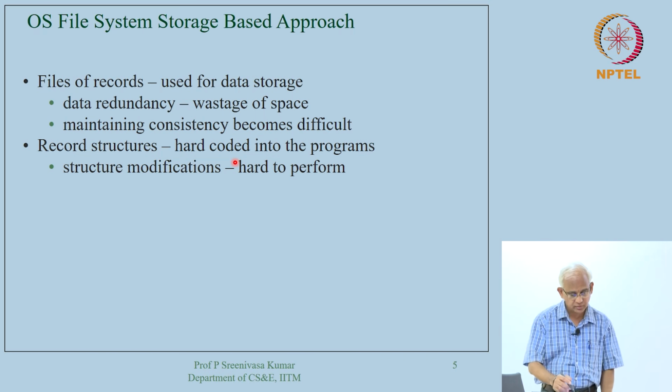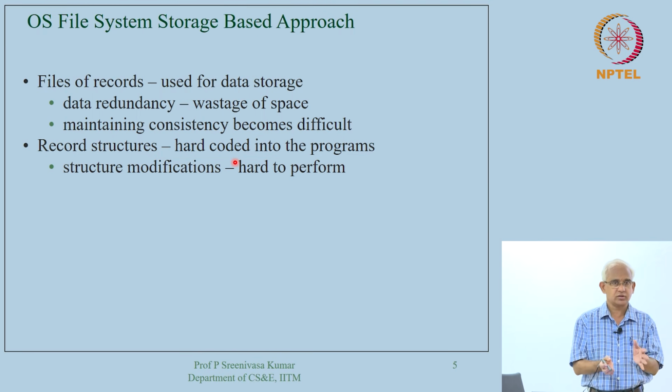Now, another thing is that these record structures that we create in order to keep track of information will have to be hard coded into the programs, right. When you write a C program or a Java program, you will first declare variables. So, before you can create a file of these structures, this structure has to be defined. You have to give a declaration of the structure, and then create variables of that particular type, and then create a file of that particular kind of records, etc.